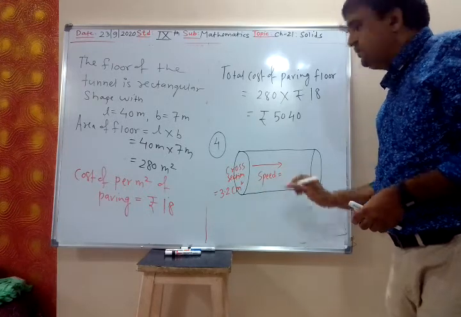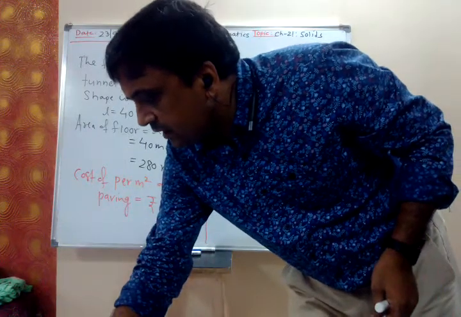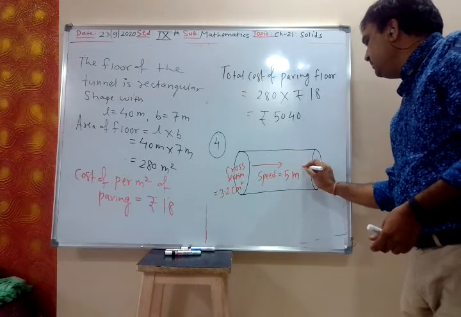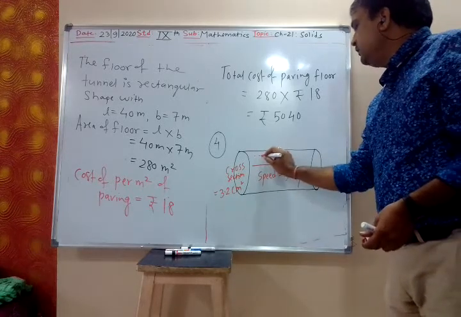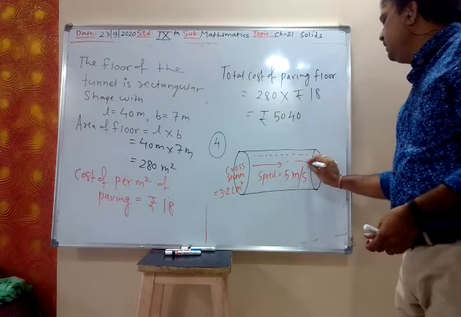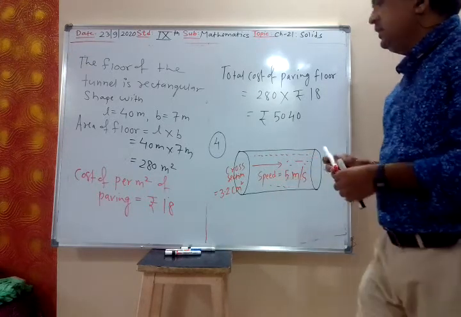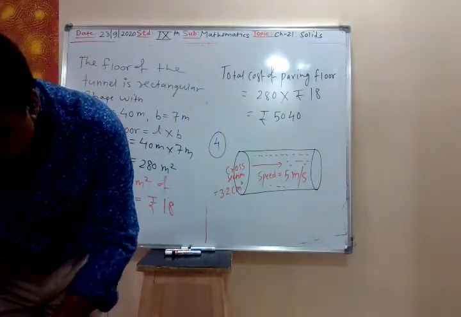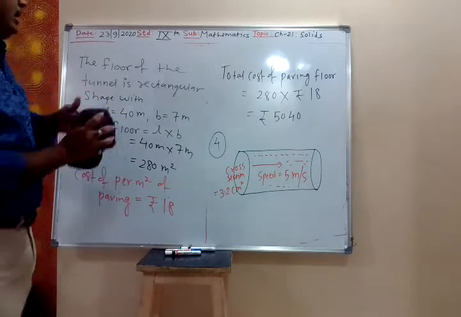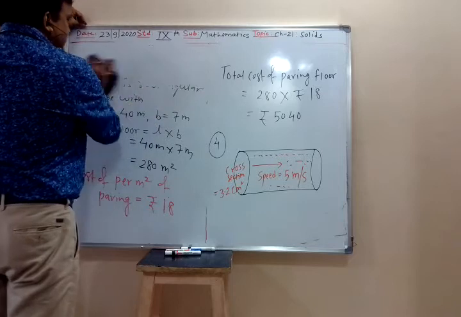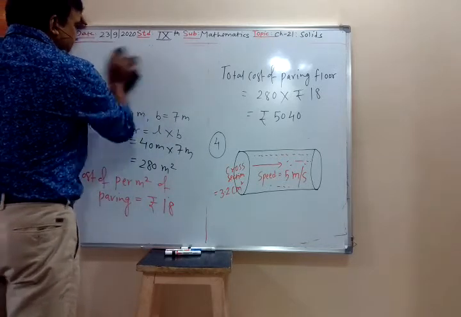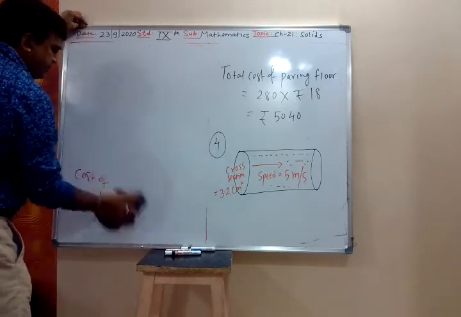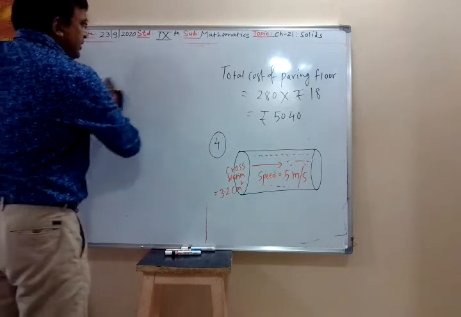The speed of the water is given: 5 meter per second. Through this pipe the water flows 5 meter per second. Now it is asked, calculate the volume of the water discharge through this pipe.